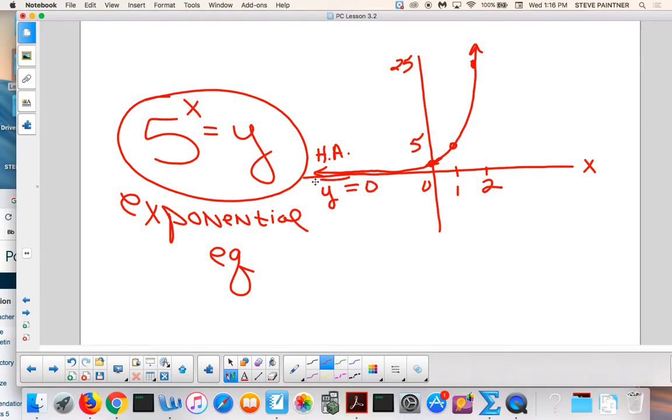Y equals 0. You guys, the x-axis, you know why they call it y equals 0? Because this is what? 2 comma what? 0. What's this? 5 comma what? 0. Every point on the x-axis has a y value of what? 0. That's why they call it y equals 0. Anyways, that was yesterday.